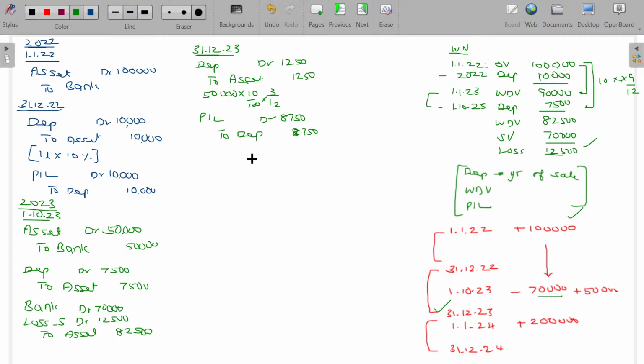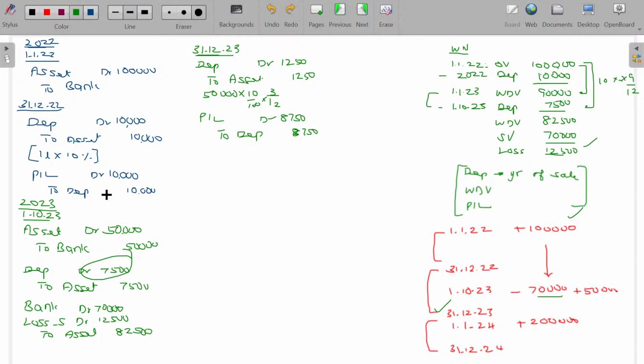For the year 2023, what is the total depreciation for the year? First machine used for 9 months. For that, we have already calculated depreciation 7,500. Thereafter, another asset purchase. For that asset up to the year end, we calculated depreciation 1,050. Overall depreciation for the year being 8,750 is to be transferred to the P&L.